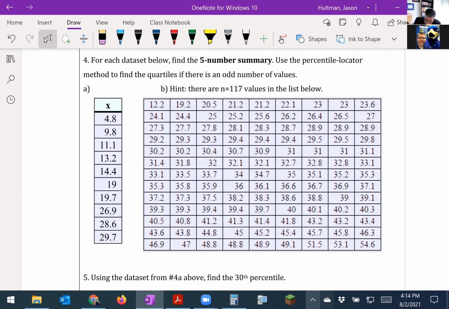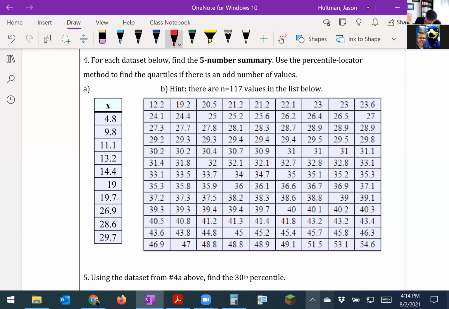Okay, wow, that's a big data set. There are 117 values in this data set. Use the percentile locator method to find the quartiles, and if there's an odd number of values. So, find the 5-number summary. Okay, so use the percentile locator method.